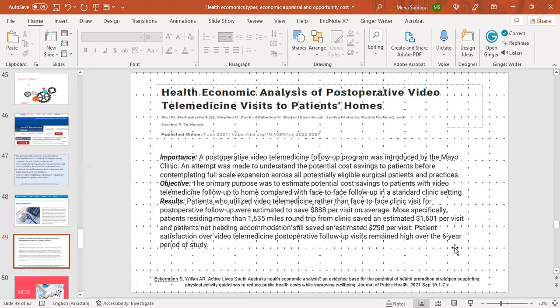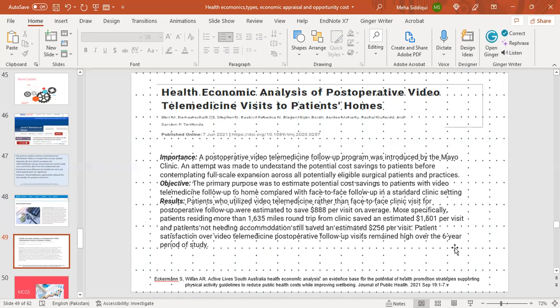surgical patients and practices. The objective of this study was that the primary purpose was to estimate potential cost savings to patients with video telemedicine follow-up to home compared with face-to-face follow-up in a standard clinic setting. Results: patients who utilize video telemedicine rather than face-to-face clinic visits for post-operative follow-up were estimated to save $888 per visit on average.